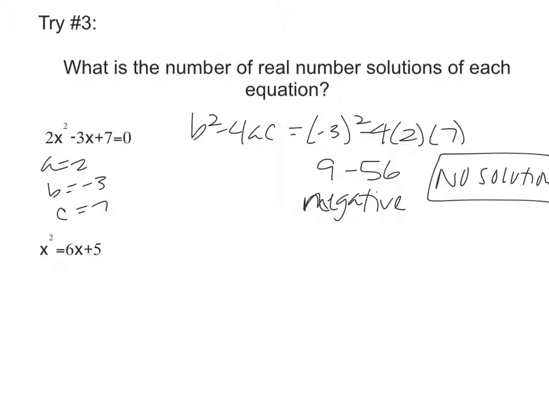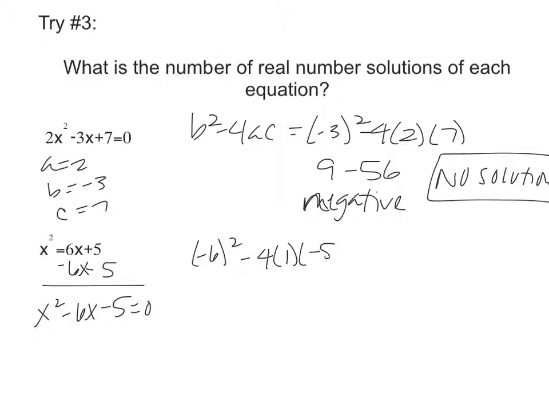All right, and then the last one. I mentioned it has to be in standard form, and this one is not. If I subtract 6x and subtract 5 over, that'd be x squared minus 6x minus 5 equal to 0. If I substitute into the formula, that would be -6 squared minus 4 times 1 times -5. That would give me 36, and that would give me +20. That one is going to be positive, and so, once again, that is 2 solutions.